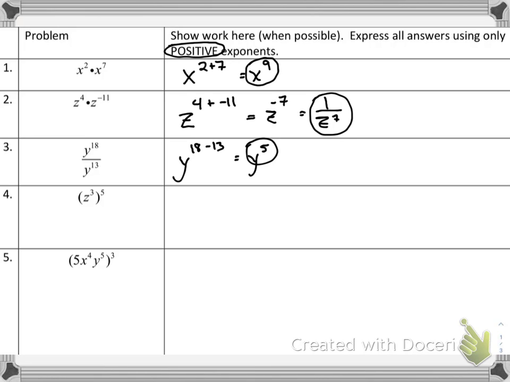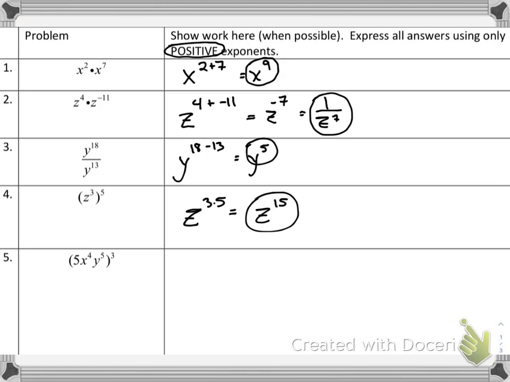Number 4 is an application of the power rule. So when we have a power raised to a power, we need to multiply those two numbers. 3 times 5 is 15, so our final answer is z to the 15th power.